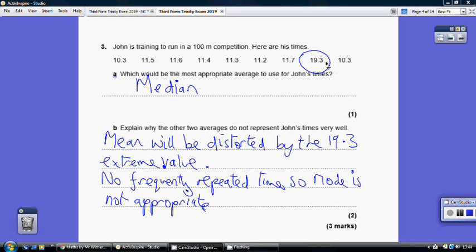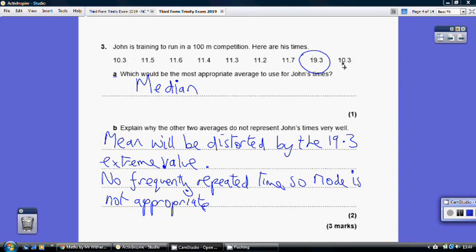So perhaps he fell over or he twisted his ankle or something, but that outlier so distorts the values that if we were to use the mean, which is our usual average that we choose to use, it's going to really distort the mean. So because of this extreme value, we should reject the mean.